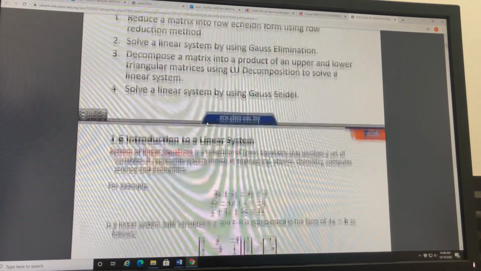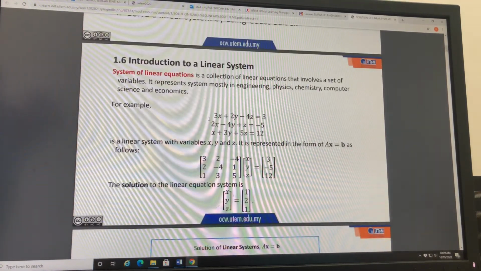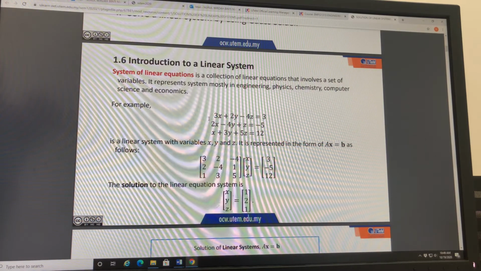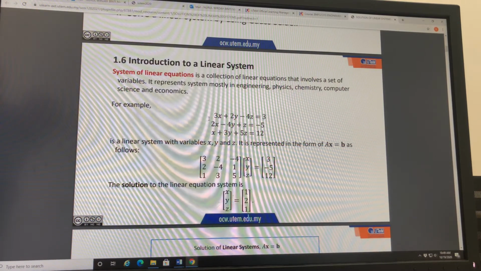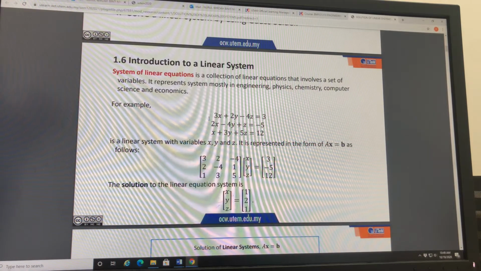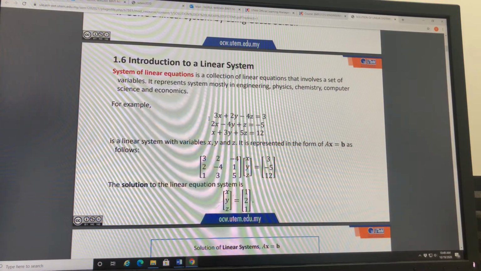Before that, this is the introduction of the linear system. Maybe some of you are wondering why we learn the linear system, and where we can apply this. Basically, a linear equation is what you already learned. A linear system is a set of linear equations. It means you may have 3 or 4 linear equations, and then we combine them, so it becomes a system.